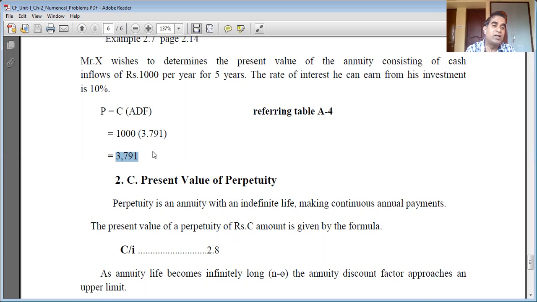But now in our example, the present value of the annuity is only 3,791 rupees. So Mr. X is going to incur a loss of 209 rupees in this investment. So he should not invest 4,000 rupees at present in this business. Okay, any queries? Any queries in this case? Okay, I hope there are no queries.